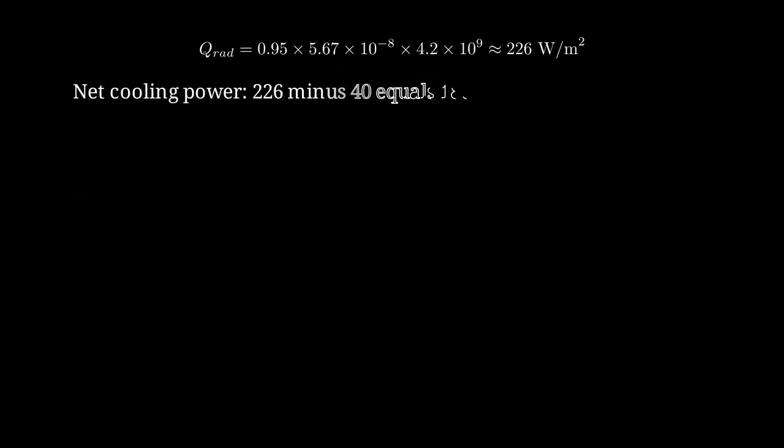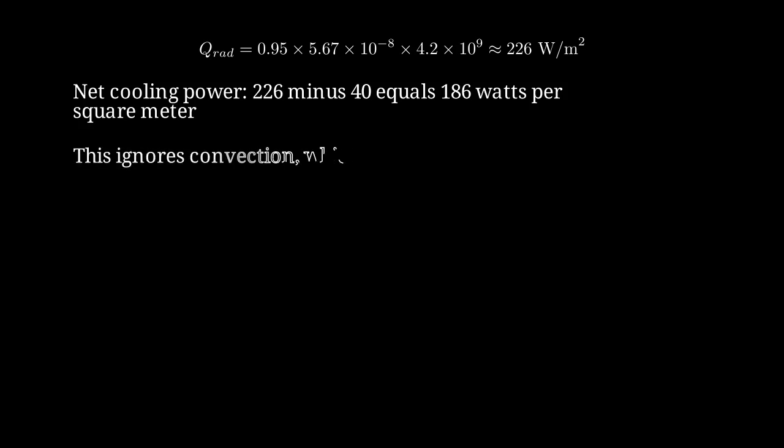The net cooling power is 226 minus 40, which equals 186 watts per square meter. This is substantial cooling power. Now, I should mention, this calculation ignores convection with the air, which will reduce the net cooling, but it shows that radiative cooling is theoretically very powerful.